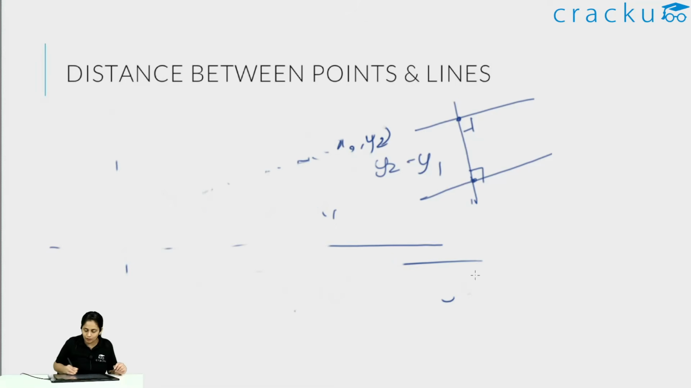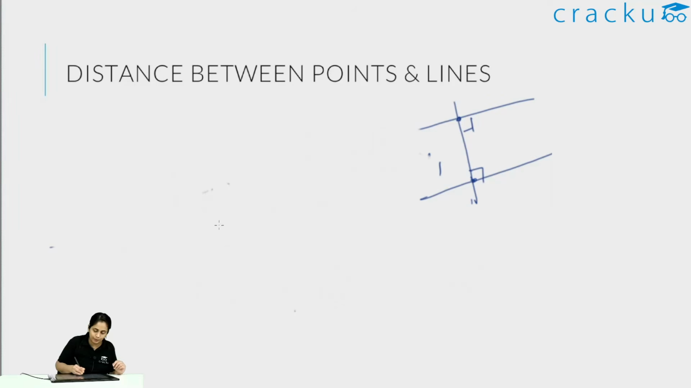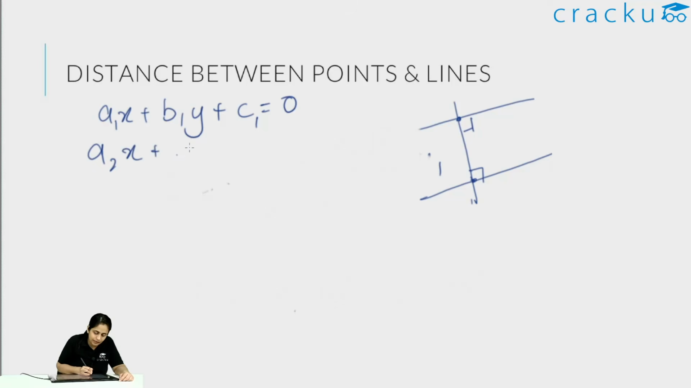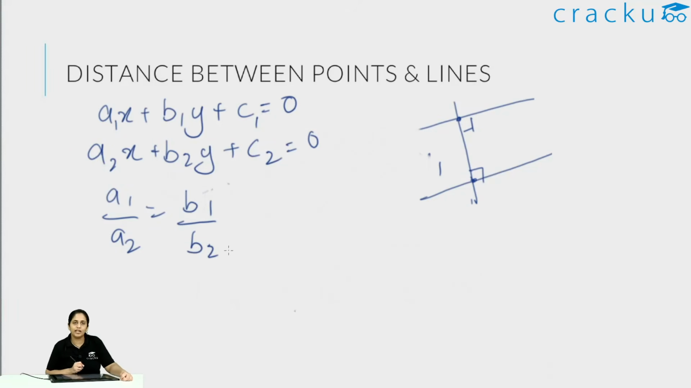So suppose what is the equation of parallel lines? For 2 lines to be parallel to each other, their slopes have to be equal. So essentially if you consider a1x plus b1y plus c1 equal to 0, and a2x plus b2y plus c2 equal to 0. If their slopes are equal, then a1 by a2 will be equal to b1 by b2. That is the check we need to make to see whether the slopes are equal.